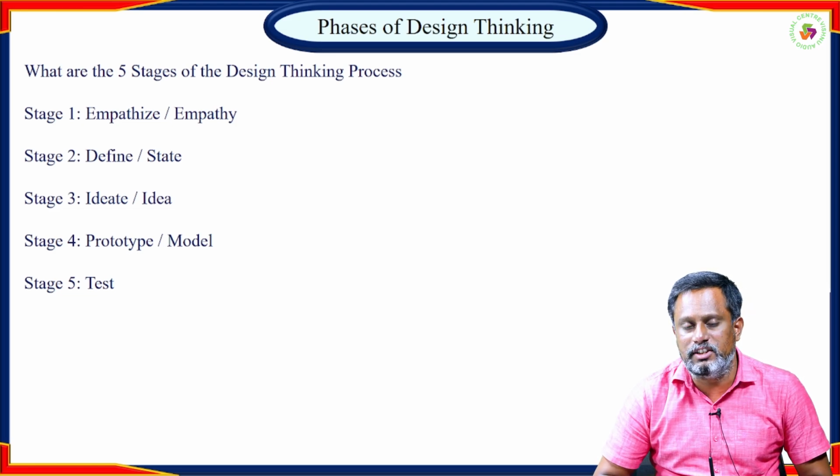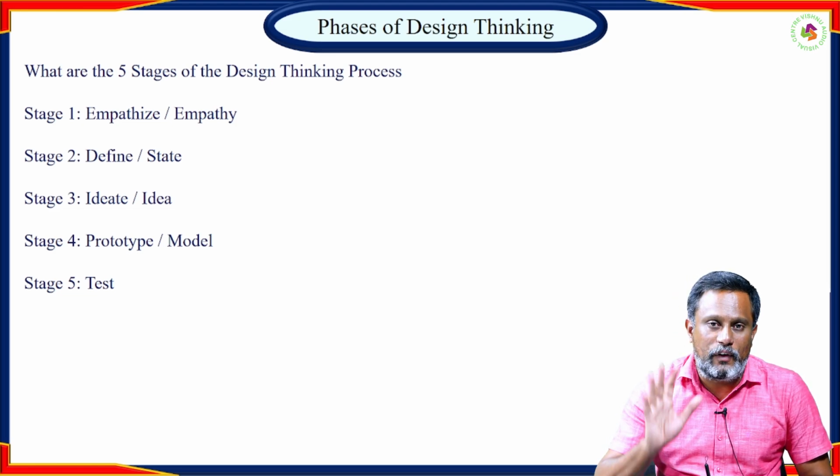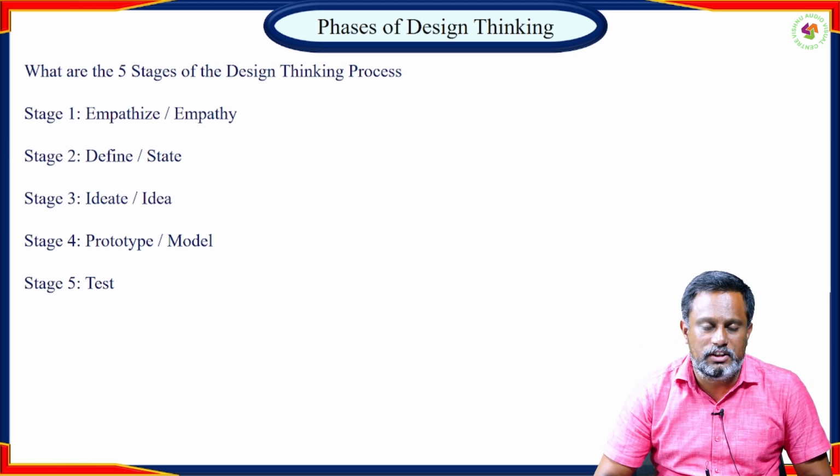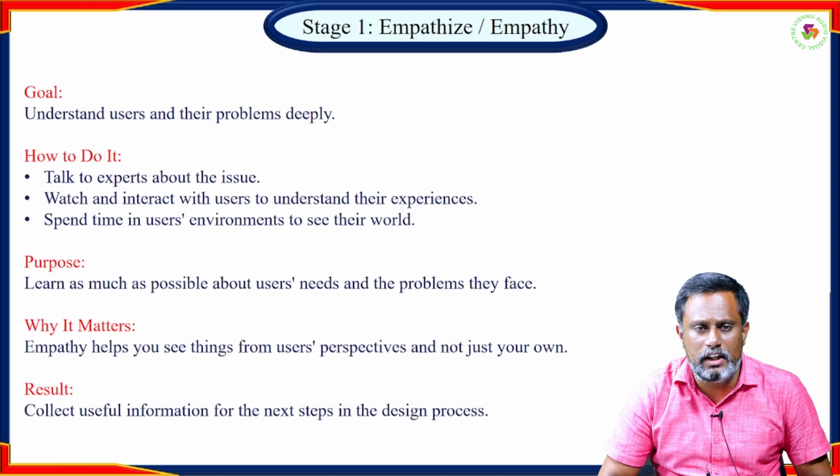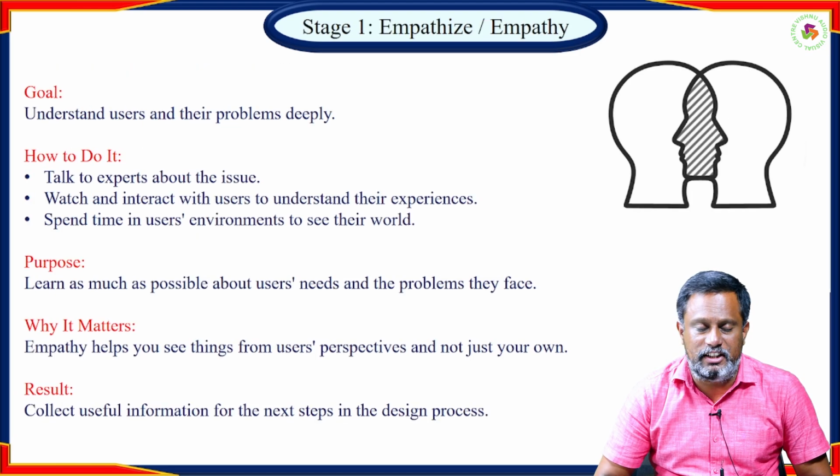To solve this with design thinking, we have 5 phases. What are they? The first one is empathize or empathy, the second one is define or state, the third one is ideate or idea generation, the fourth one is prototype, and the fifth one is testing. The first phase is empathy or empathize.